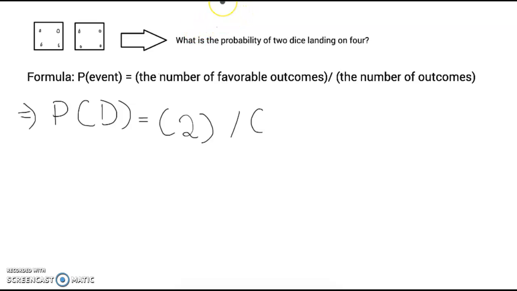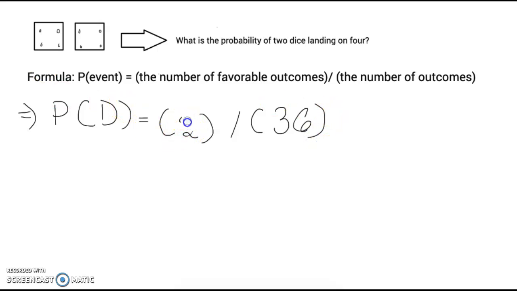what are the number of outcomes? If there's 1 dice, that dice can either land on 1, 2, 3, 4, 5, or 6. And each time it lands on 1, 2, 3, 4, 5, or 6, the second dice can also be 1, 2, 3, 4, 5, or 6. So in the end, you have 36 values, if you calculate it.